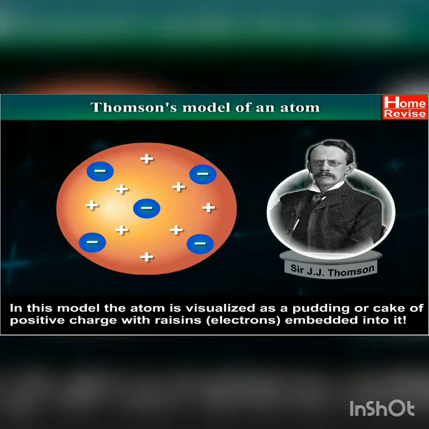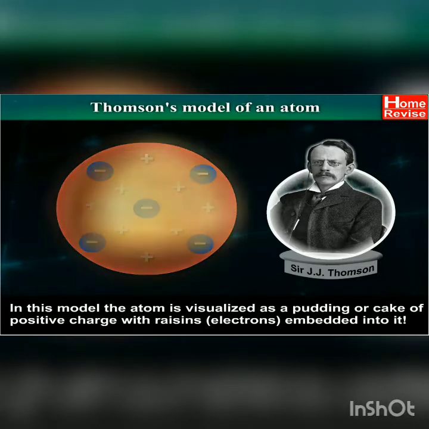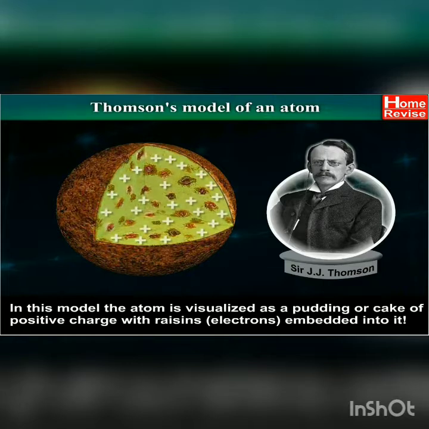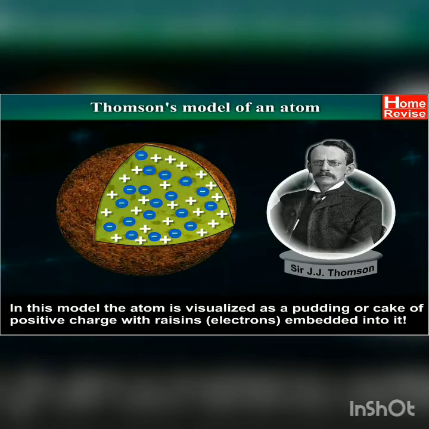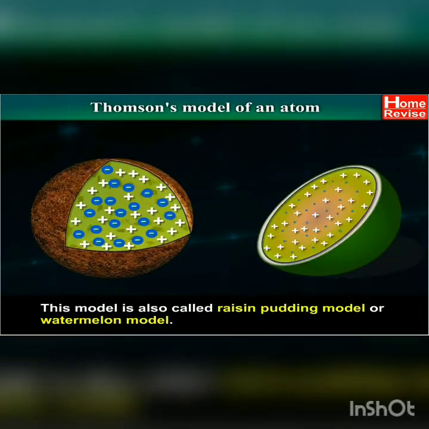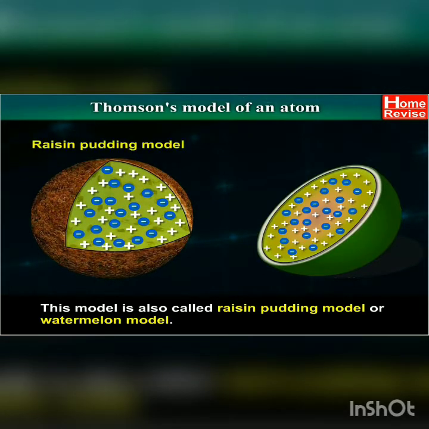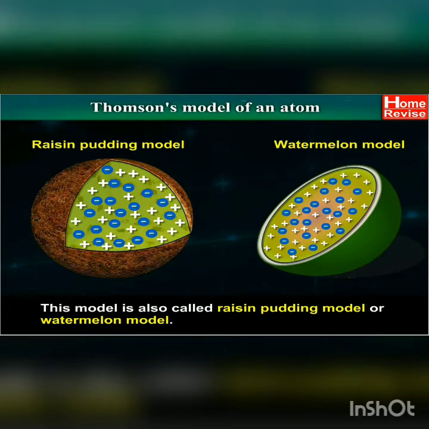In this model, the atom is visualized as a pudding or cake of positive charge with raisins, that is electrons, embedded into it. This model is also called raisin pudding model or watermelon model.